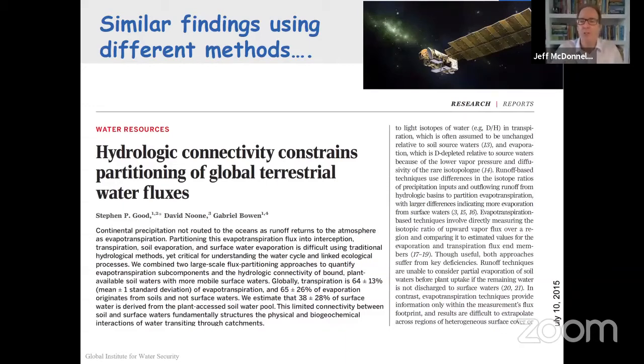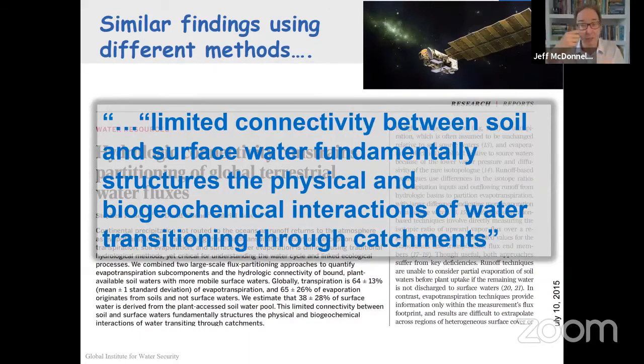And what they found was something rather similar, that to close their water balance, if you like, using their measured from space tracer information, they found that limited connectivity between the soil and surface water fundamentally structures the physical and biogeochemical interactions of water transiting through catchments. So again, things seem compartmentalized in ways that perhaps we've not thought about because we've looked more at simply the hydrometrics, the rainfall runoff behavior.